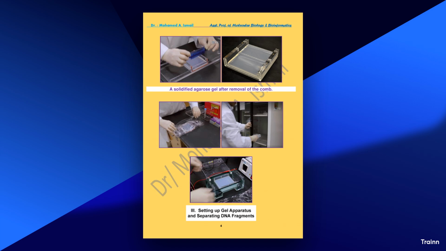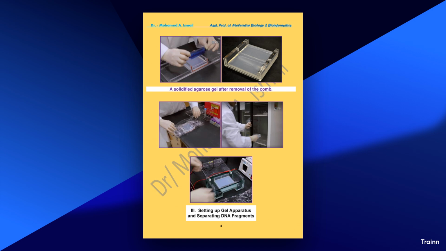C. Buffer depletion. Error: running the gel until the buffer is depleted can lead to inconsistent results. Impact: this can cause changes in pH and ionic strength, affecting DNA migration. Solution: ensure the buffer is filled to the appropriate level before starting electrophoresis and monitor during the run.